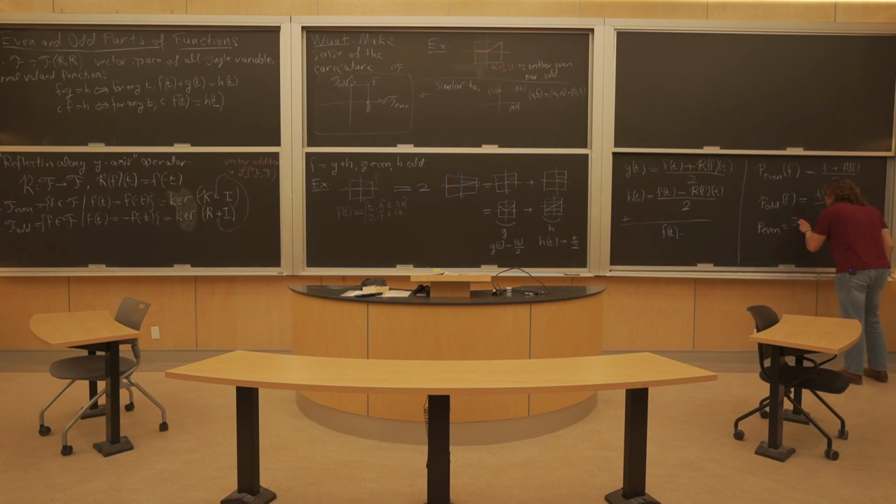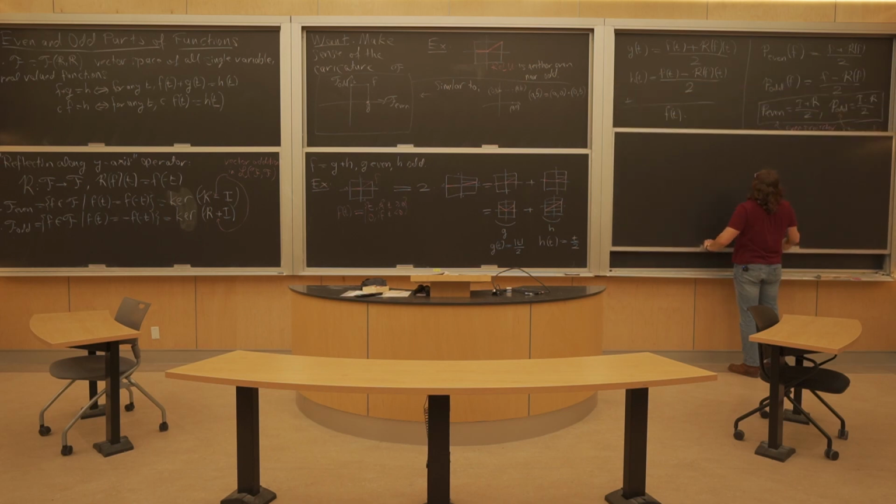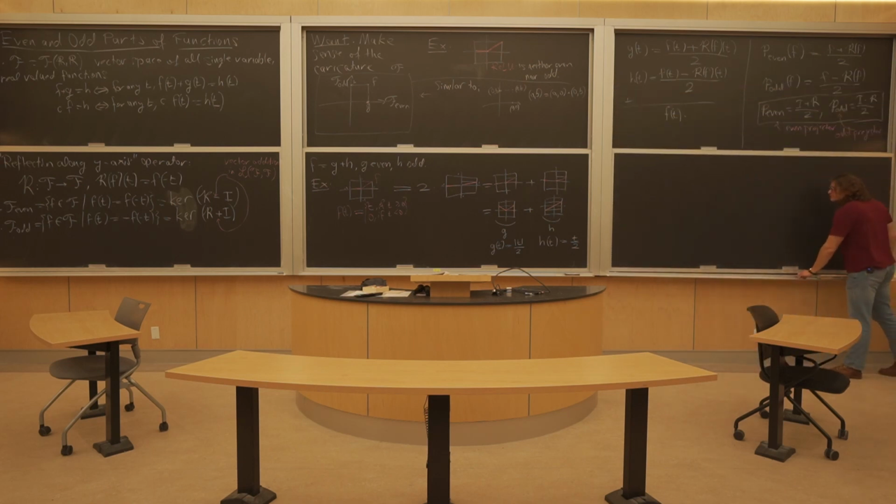So p sub even is I plus r divided by 2, p sub odd is I minus r divided by 2. I'm going to call this operator a linear operator because it's a certain linear combination of two linear operators, and likewise this. This I call the even projector, and this I call the odd projector. Okay? Any questions about this so far?